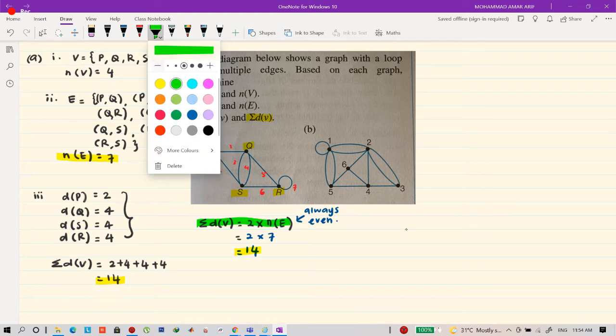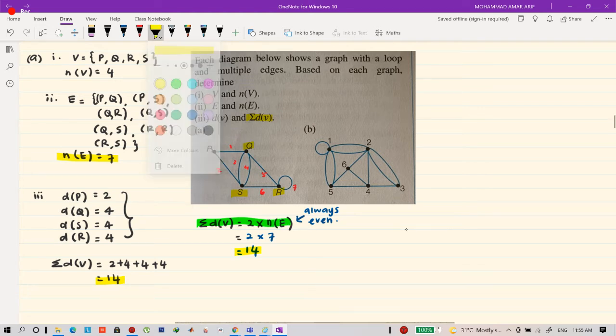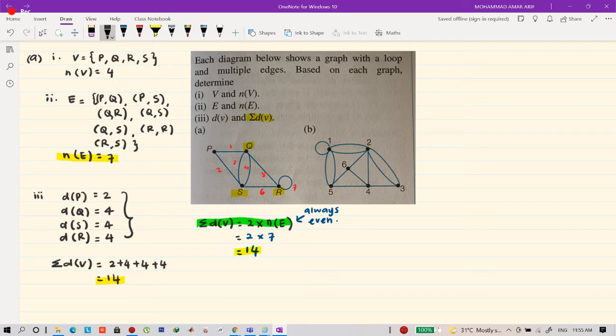Okay, jawapan dia always akan dapat nombor genap. Alright, so that's for question A. Let's try question B pula.